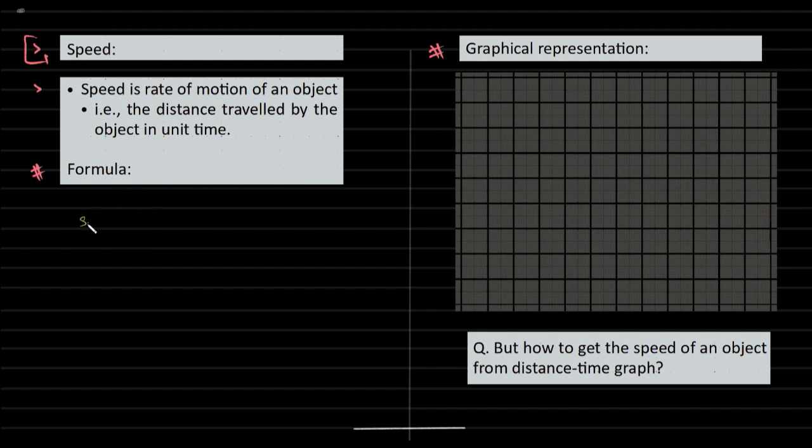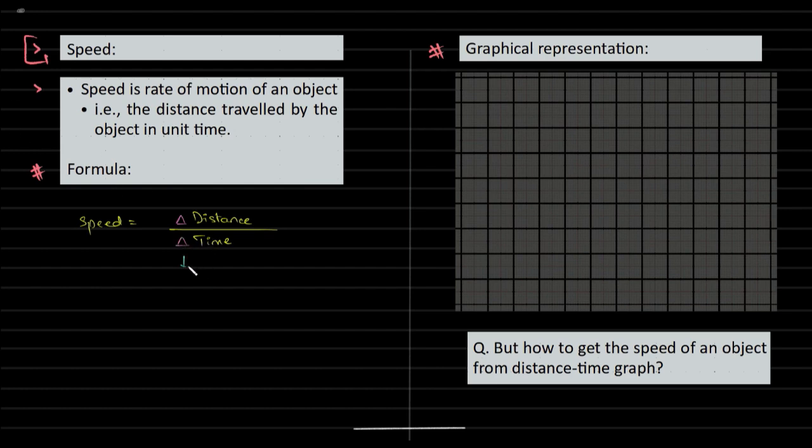The formula of speed is distance traveled divided by time. This is what you have been learning. I'll change it a bit. Speed is equal to delta distance divided by delta time.